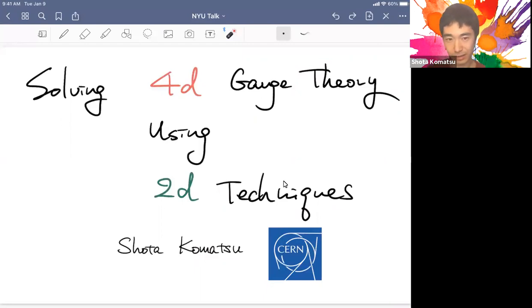Okay, thanks for the introduction and thanks for having me. So I'm going to talk about some review about some exactly solvable four-dimensional gauge theory, which is based on the two-dimensional techniques. I already gave a similar talk a few weeks ago, and I will include something new. For those who already heard that talk, there might be some overlap, but I will try to avoid at least making the same joke.